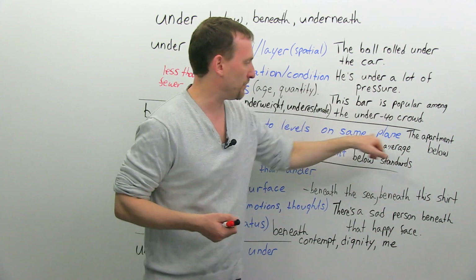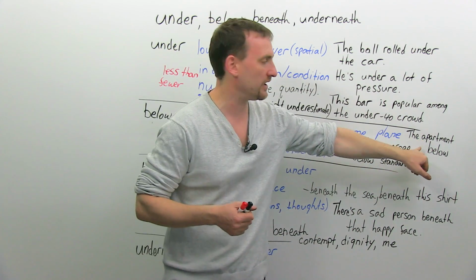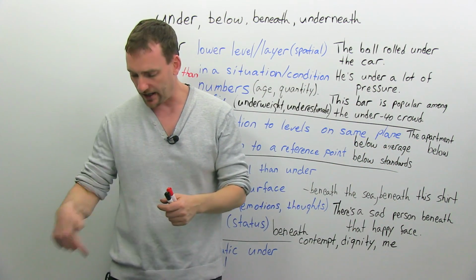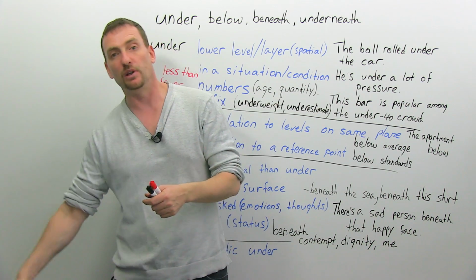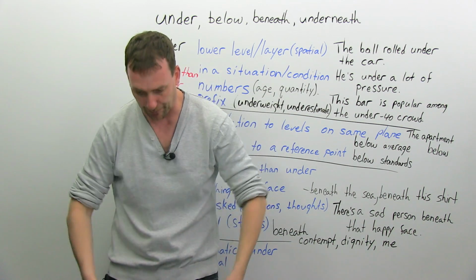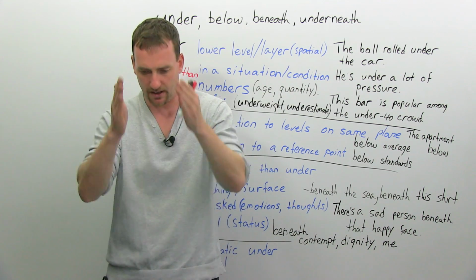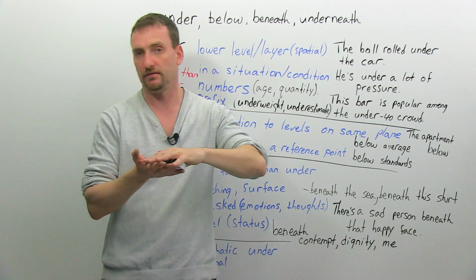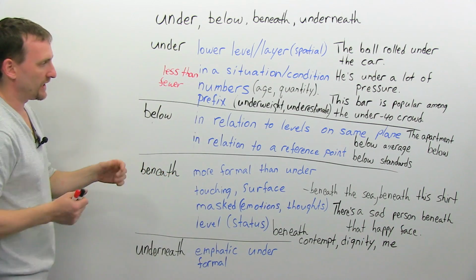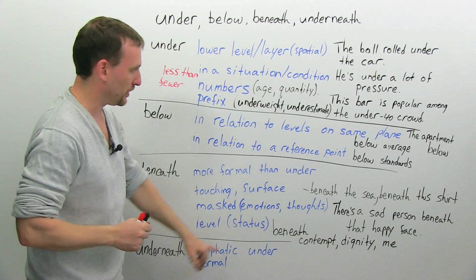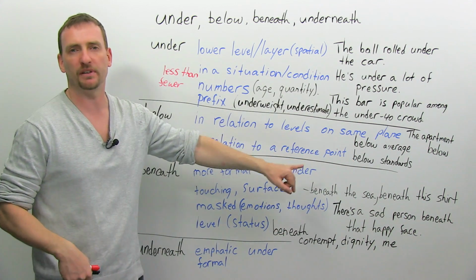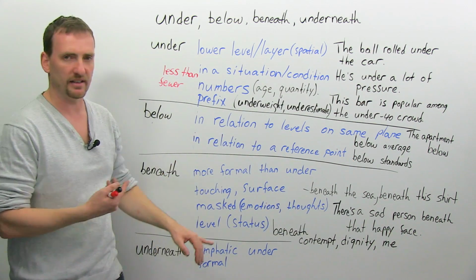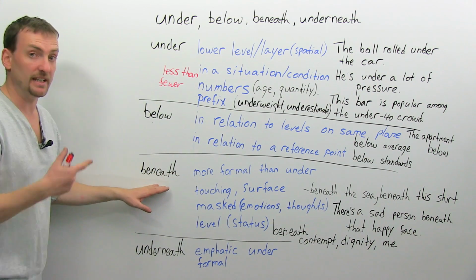Now, going back to the same plane, I forgot to mention, the apartment below. If I'm talking about my neighbor below, why? Because we're on the same plane in the building, right? We're in the same line, and he is below me. There's a space between us, okay? Sometimes, I'll just say, you can say the people in the apartment underneath, but we're going to talk about underneath in a second. Let's talk about beneath first.